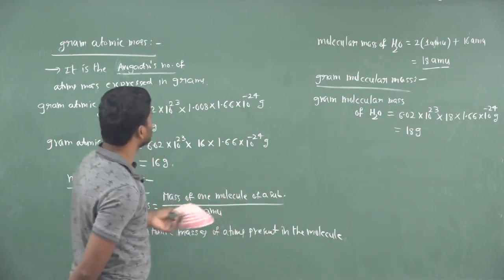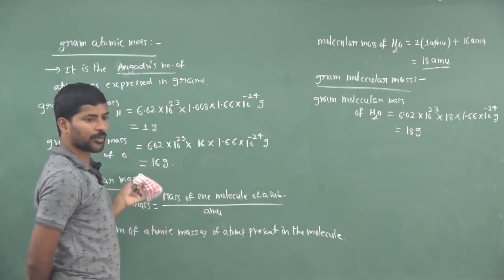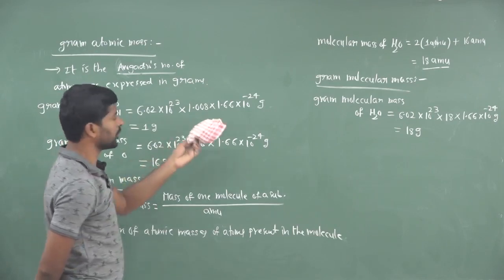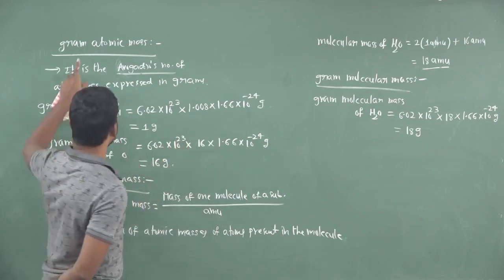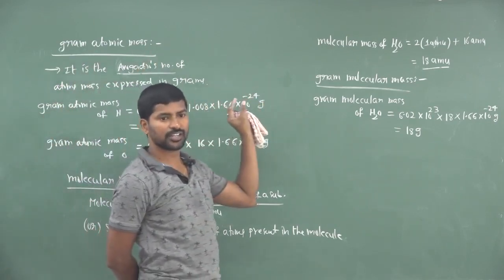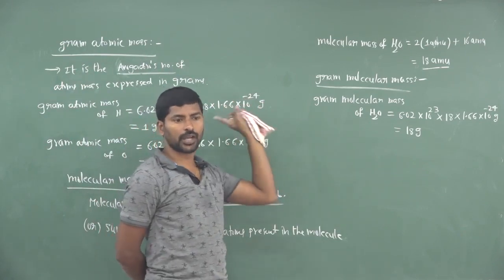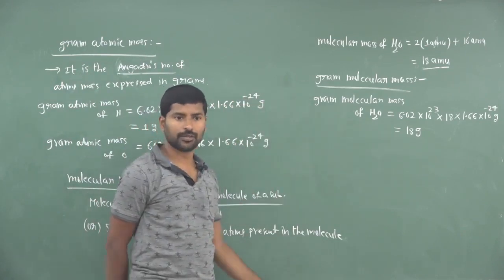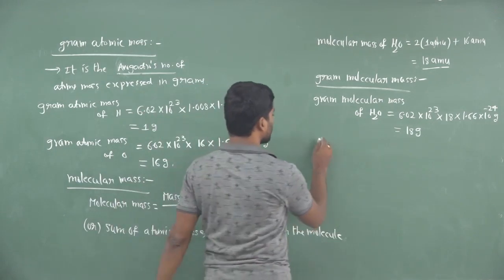Okay, this is the concept of atomic mass, gram atomic mass, molecular mass and gram molecular mass. Gram atomic mass and gram molecular mass are nothing but the mass of 1 mole of atoms and 1 mole of molecules. Okay, and the next one, mole concept.